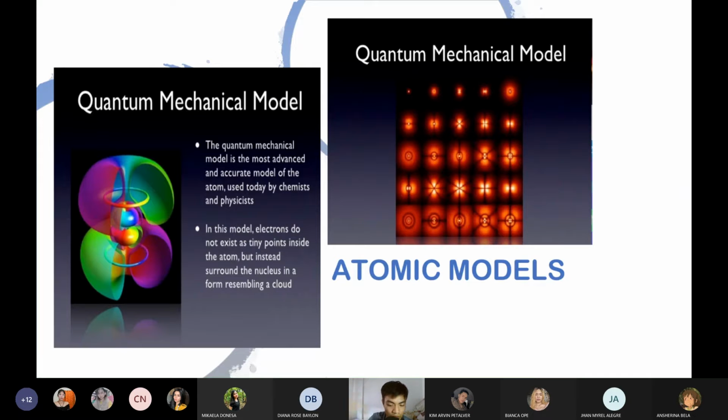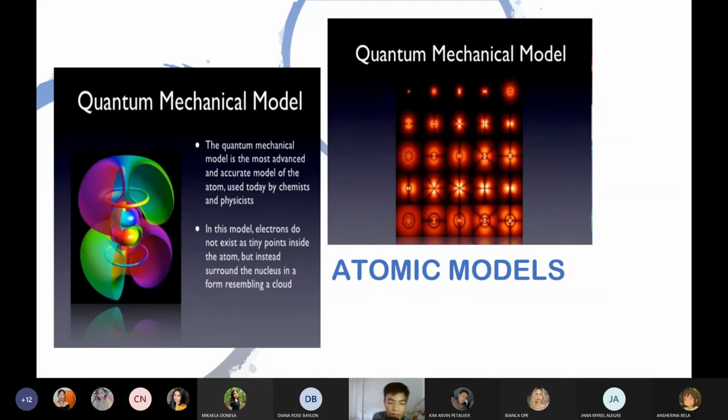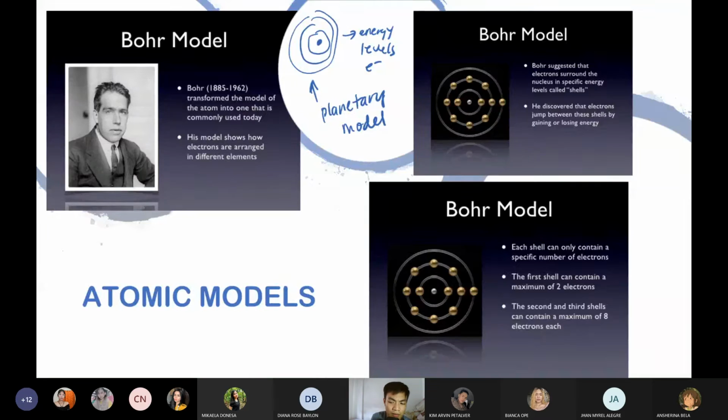No? Then we came up with a quantum mechanical model which is used today. So ganito na yung itsura ng atoms natin. Hindi na siya naka-orbit lang. So, ano yung changes dito? According to quantum mechanics, yung energy level daw na yon, hindi naman talaga orbit yon. Kumbaga, shape yon.